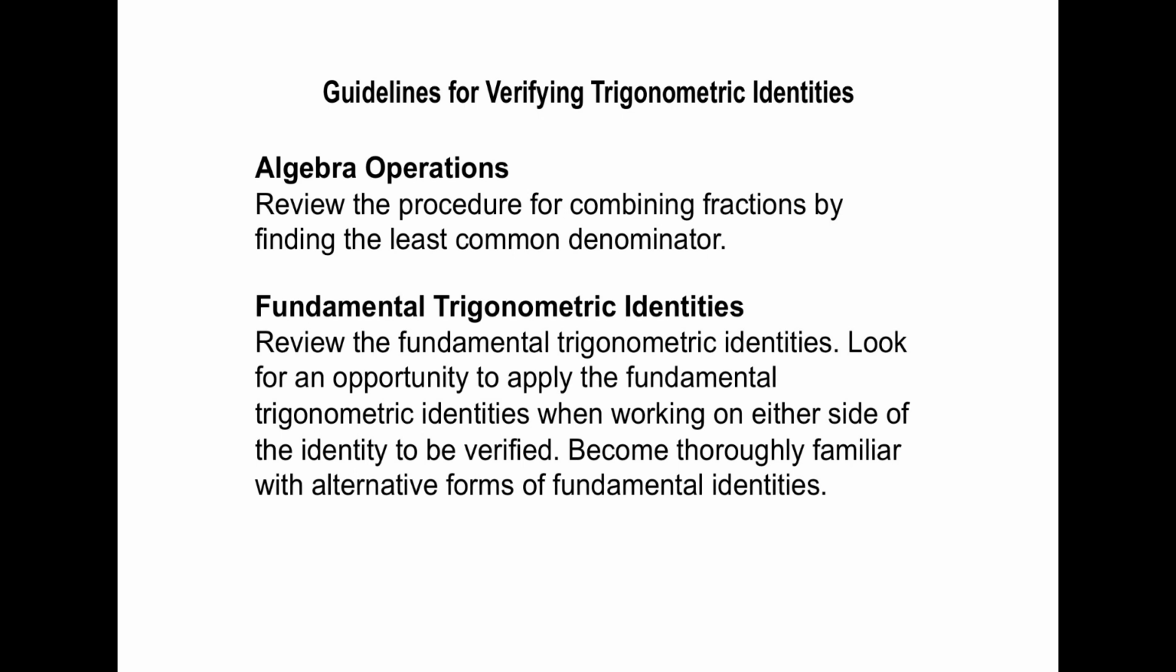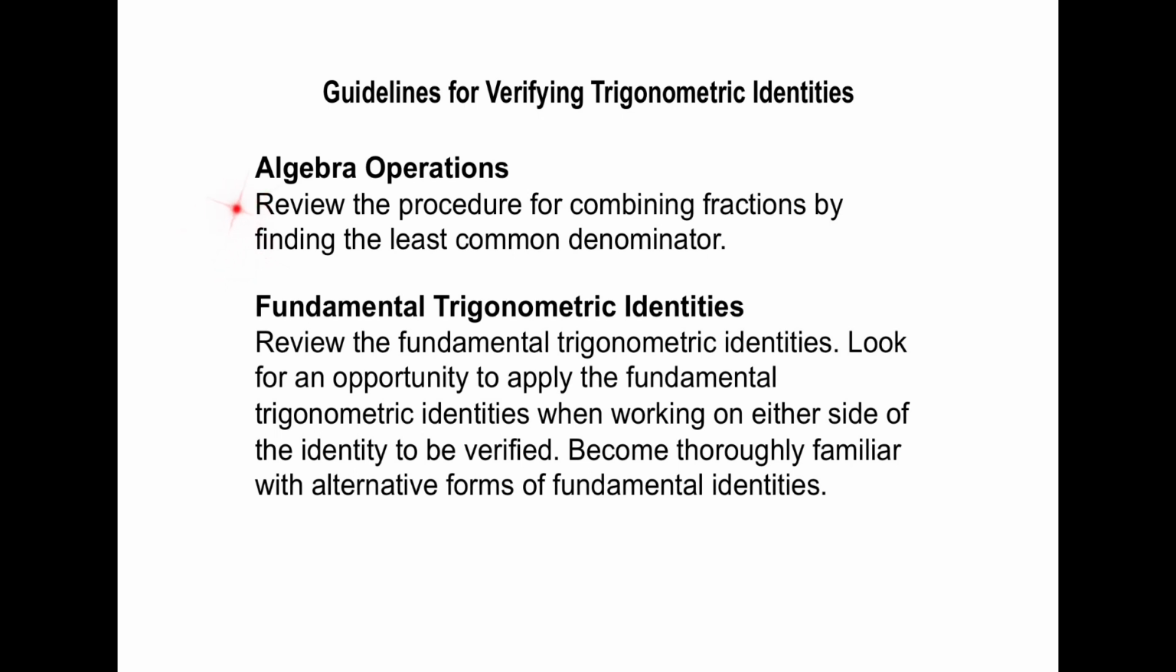So what does it mean when we're verifying trig identities? All of what we looked at there, where one side is equal to the other side, is what we would call an identity. And those are just a sampling of some identities that we have. How can we verify them? Well, the way that we do that is we lay them out, and we use algebraic operations to review the procedure for combining fractions by finding the least common denominator.